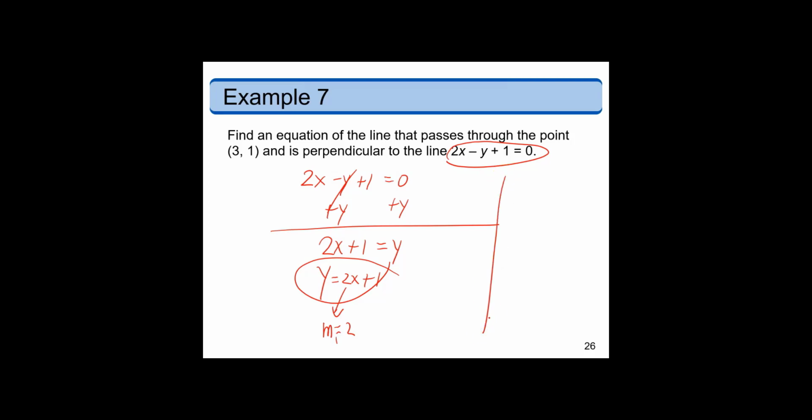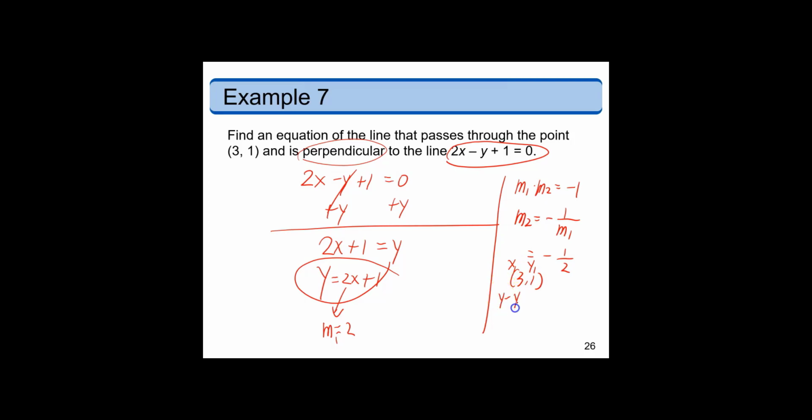And since these two lines are perpendicular to each other, m1 times m2 equals negative 1. Right? The product of the two slopes equals negative 1. And you can say m2 is equal to the negative reciprocal of m1. So that will be negative 1 over 2. So the slope of line number 2 is negative one half. Now we know negative one half and we know it passes through (3, 1). So this is x1, y1, and we can find the equation of the line.